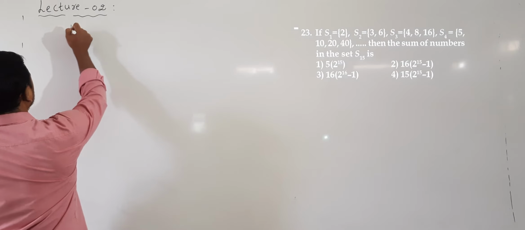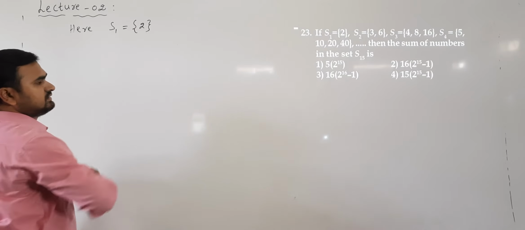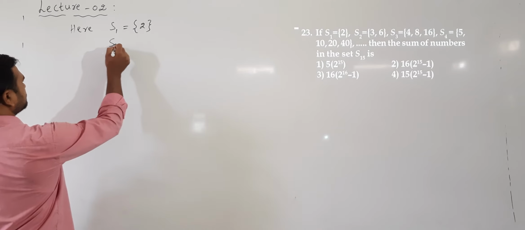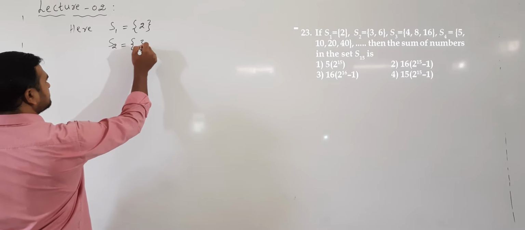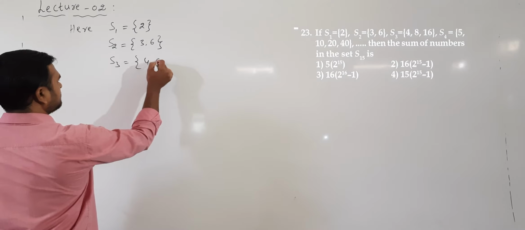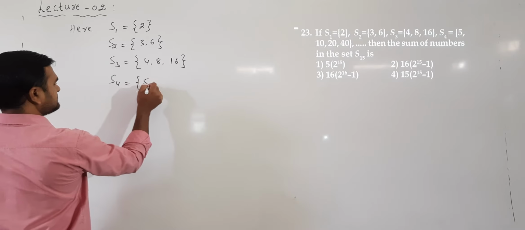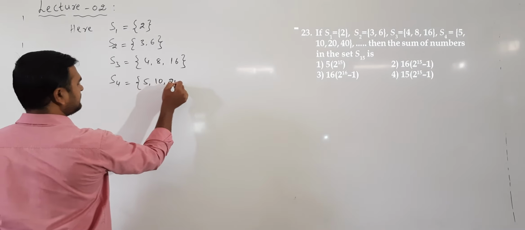So observe here, what is S1 given? It contains the element 2. Set S2 contains the elements 3, 6. S3 contains the elements 4, 8, 16. S4 contains the elements 5, 10, 20, 40, and so on. If we keep on writing like this, what will be the elements in the set S15?